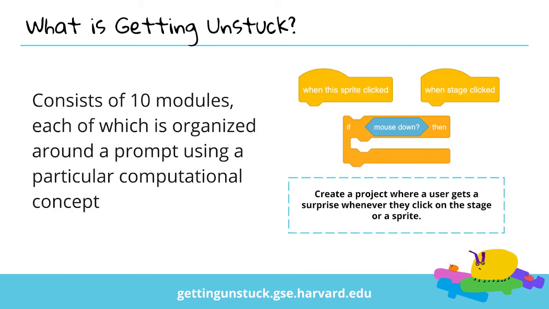The curriculum consists of 10 modules, each of which is organized around a prompt. Each prompt for student-directed Scratch projects focuses on a particular computational concept, from parallelism to loops to data and more. For example, on screen is the prompt from the first module, When Clicked. Create a project where a user gets a surprise whenever they click on the stage or a sprite. The modules are self-contained, so you can teach as many or as few modules as you like. We recommend teaching at least 3 modules to help students develop comfort and confidence with the student-directed project approach.